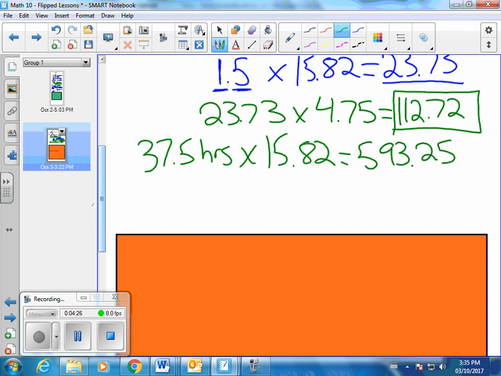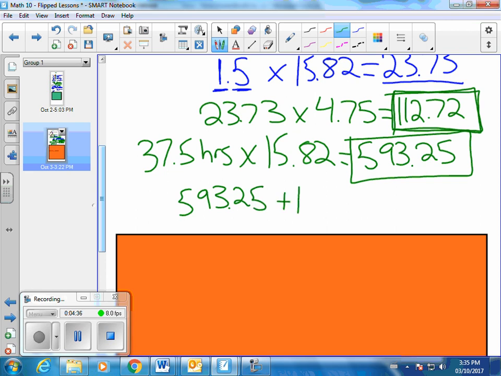$593.25. In order to figure out the total that he's going to earn this week, we have to combine both of those numbers. So we get 593.25 plus 112.72, which gives us our final answer of $705.97.